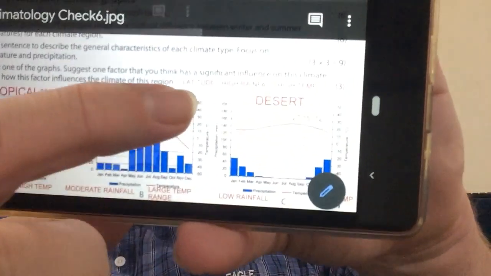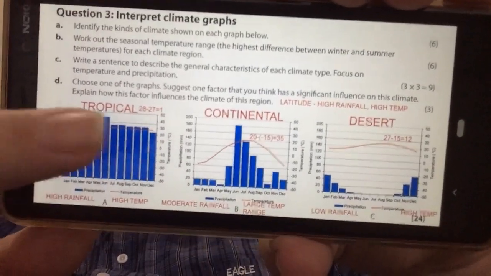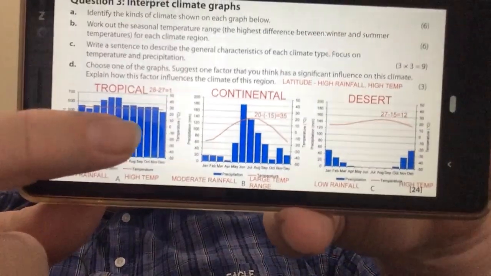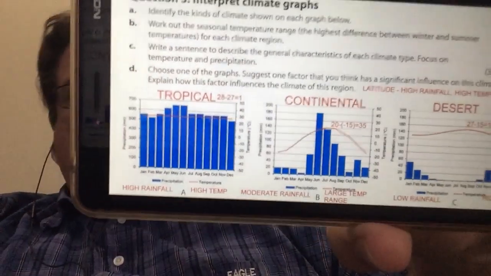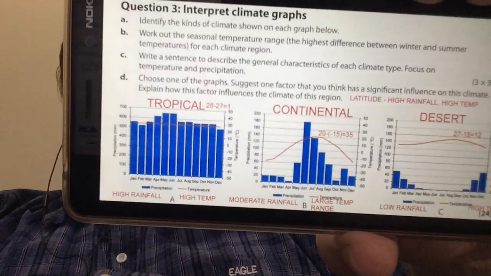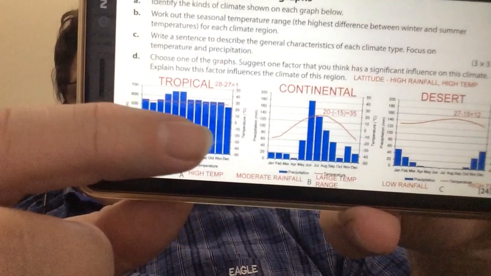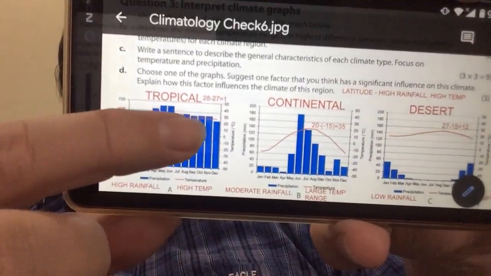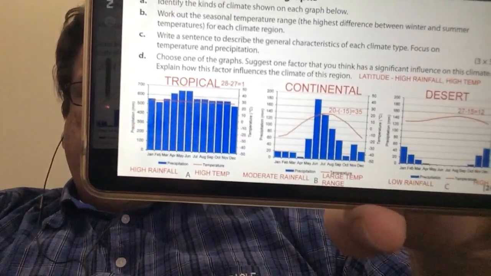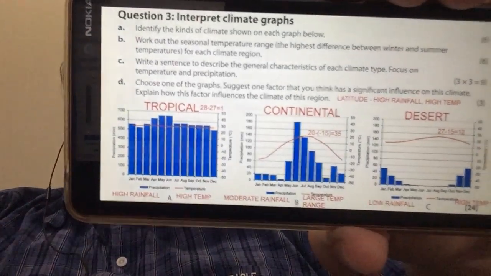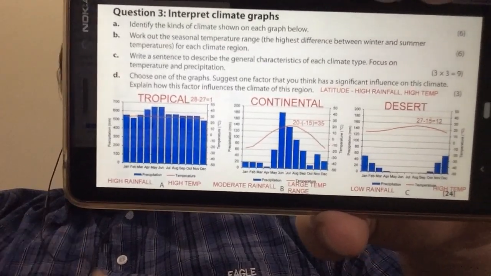And then the last question: choose one of the graphs. We chose the tropical one. Suggest a factor that would influence it. I just chose latitude. A lot of these tropical climates are very close to the equator. That means they get a lot of direct sunlight, they evaporate a lot of water, there's high rainfall in those areas, and very high temperatures. And that was just a quick chance to check our understanding of climate so far.